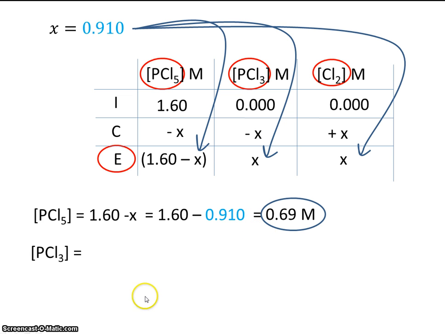Now the concentration of PCl3 and Cl2 should be the same because they're both x. And we know what x equals. It equals this value here. So this is the equilibrium concentration of our two products.